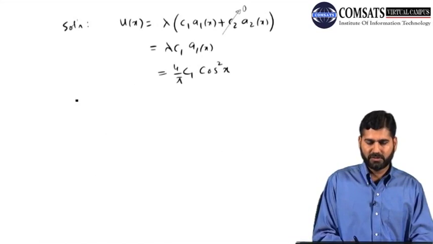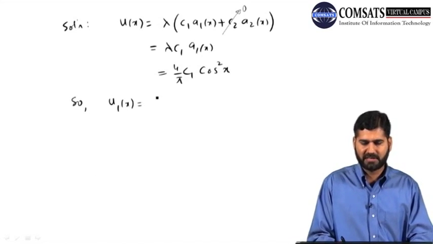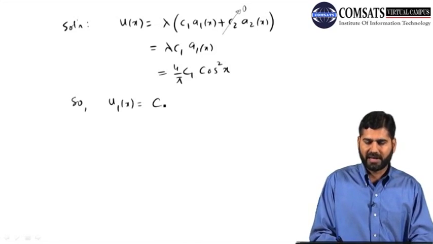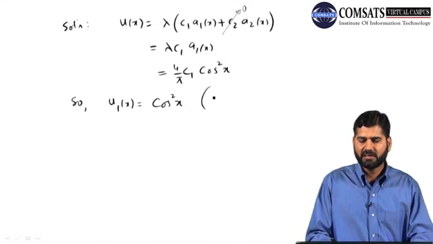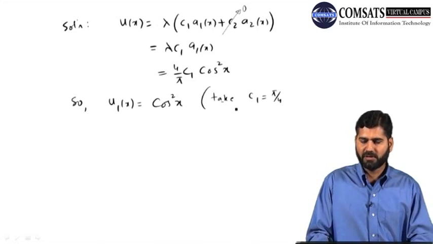Now, u1(x), I can call one function as u1(x). You can call it cos square x. Because C1 is arbitrary, for convenience you can take C1 equal to pi by 4.